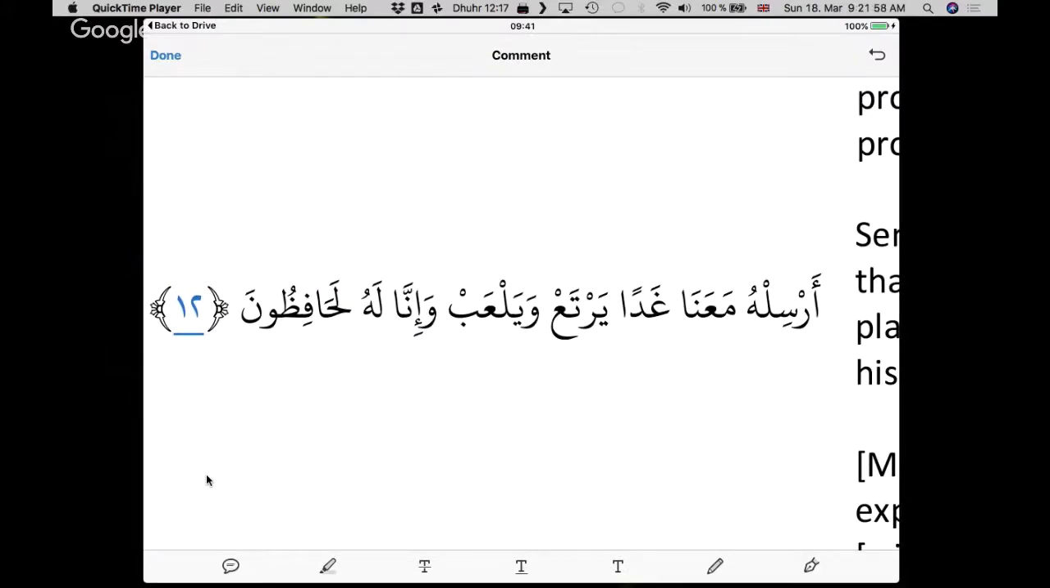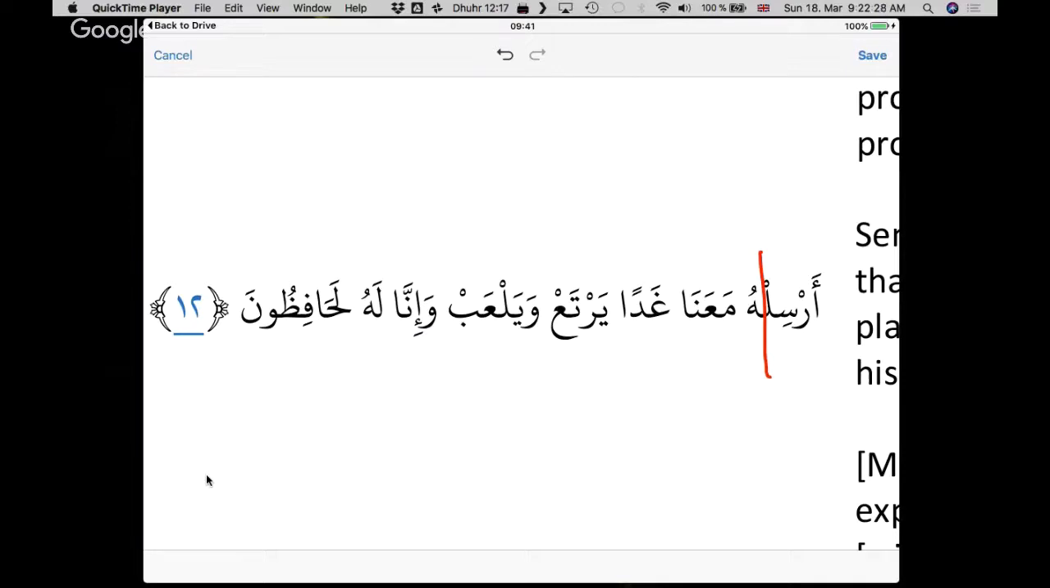Arsilhu ma'ana. So I saw arsil. Arsil is the lightest fi'l, and it's a command. There's no reason to make it lightest otherwise. There's no harf, nothing happening before it, so why is it lightest? The only reason it can be lightest is either it's a command or forbidding, and there's no la that makes it forbidding, so it's a command.